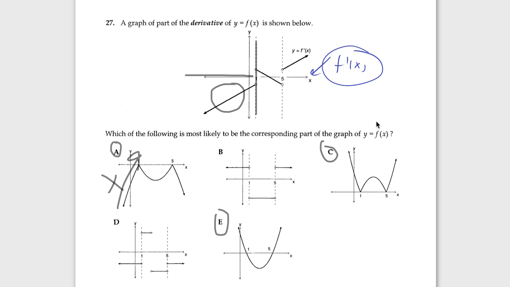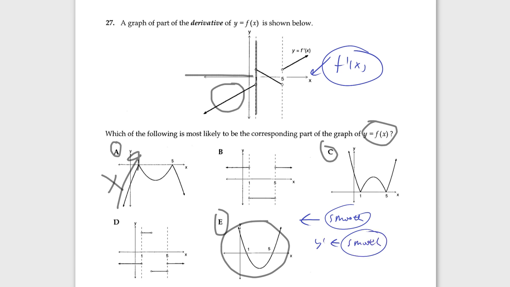However, if your original f(x) looks like E, it has no cusp, so everything would be differentiable, right? Your derivative should be continuous, like the example we went through yesterday. If the original curve is smooth, then your y dash must be smooth as well. You need to make sure you have a perfectly smooth y dash. However, this y dash is not smooth. And so the correct answer is C.